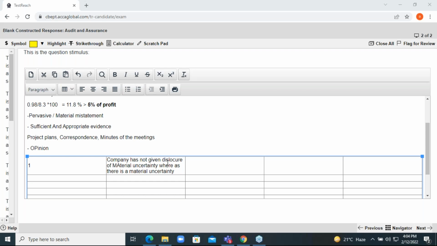Prasad, don't let it go. Try to understand that we need to first of all decide whether there is a material misstatement or not. This is our first question. If the answer to that question is yes, then we will choose between qualified, adverse, or disclaimer opinion. But if the answer to that question is no, then we will choose between emphasis of matter paragraph, other matter paragraph, and material uncertainty paragraph.